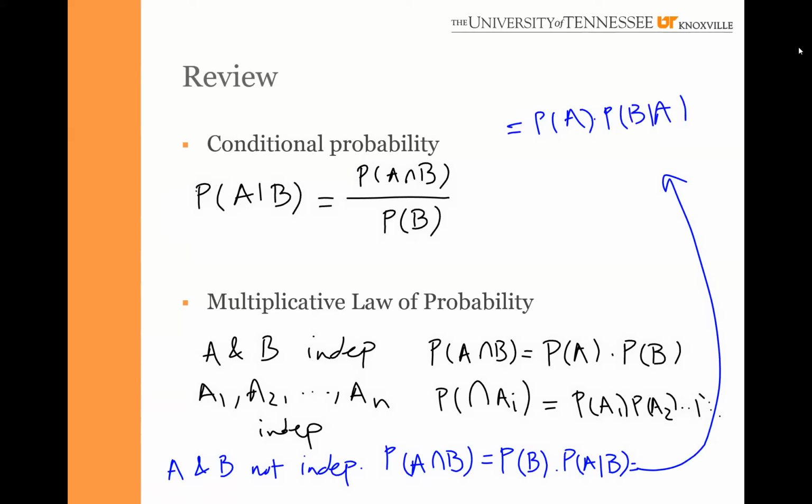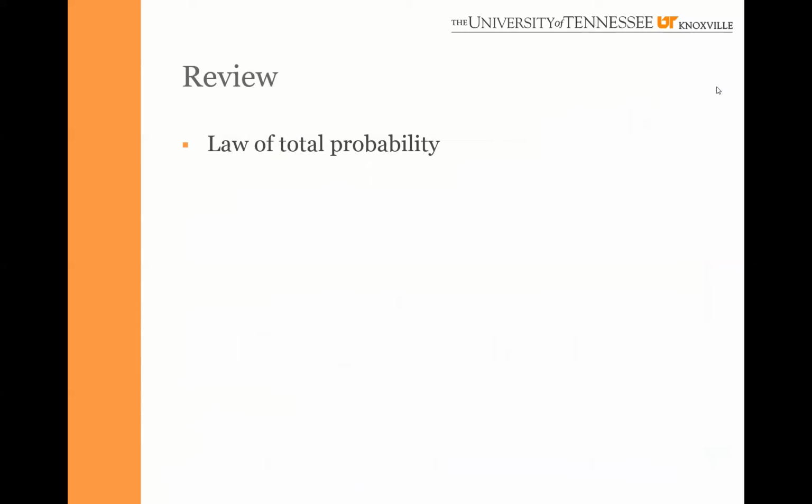Chain rule. We look at the first one, then what's the probability of the next one, given that the first one has happened, the probability of the third one, given that the first two have happened, the probability of the fourth one, given that all of them have, right? So we can go through it one step at a time.